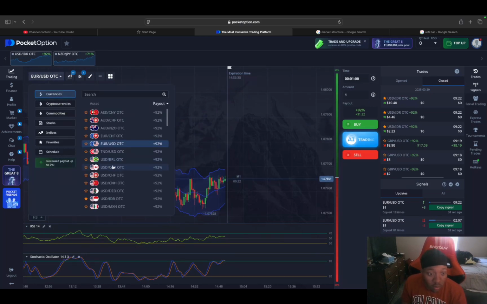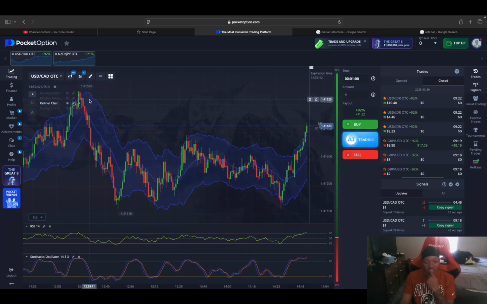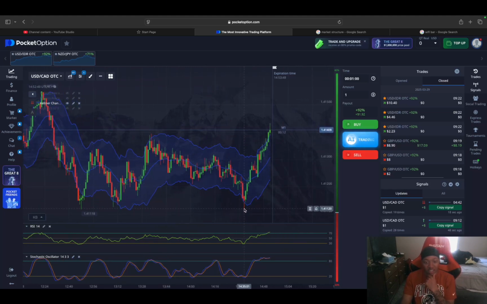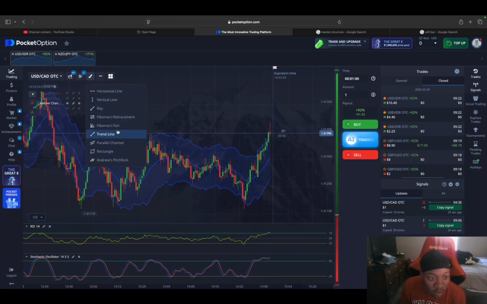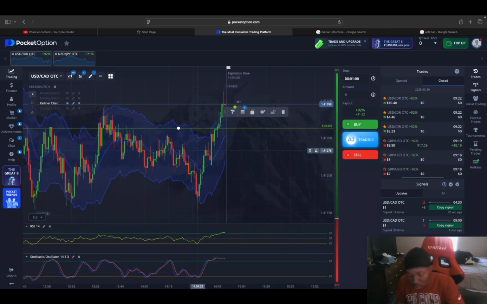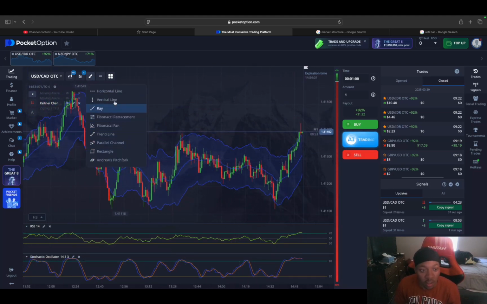All right, boom. This is like consolidating, and then it went down here and it's breaking up. So this is what I would call a change of character, but y'all don't really know what that is. You know what, but I'm gonna go ahead and break it down. Okay, this right here, I would consider this a change of character, and I'll explain why.